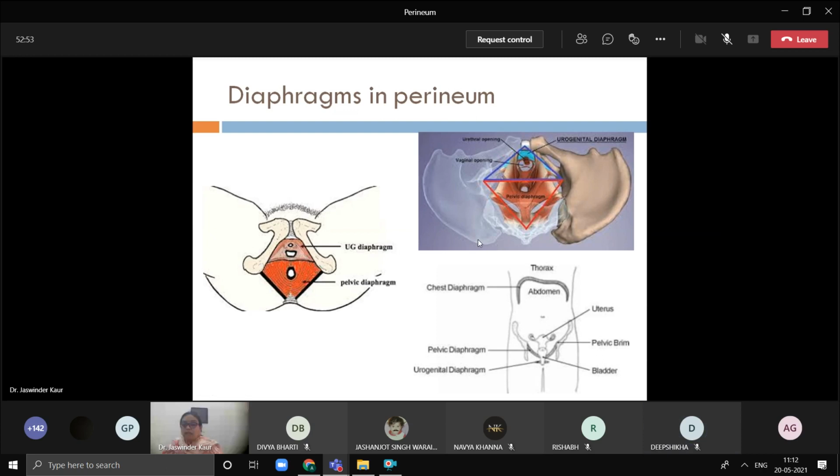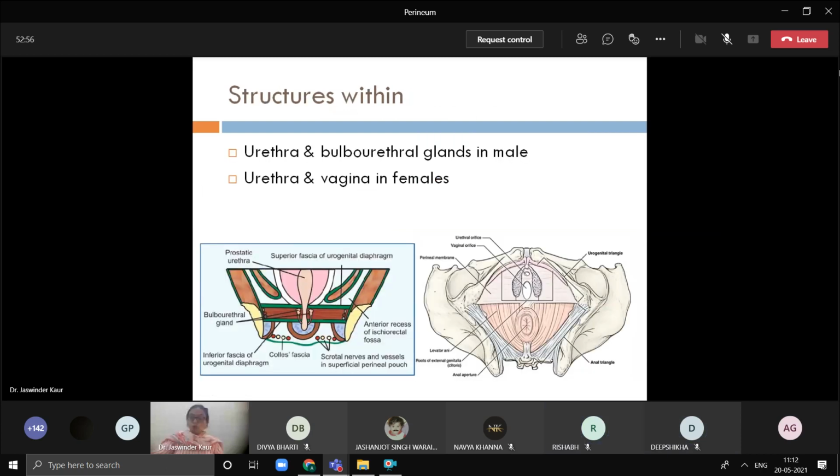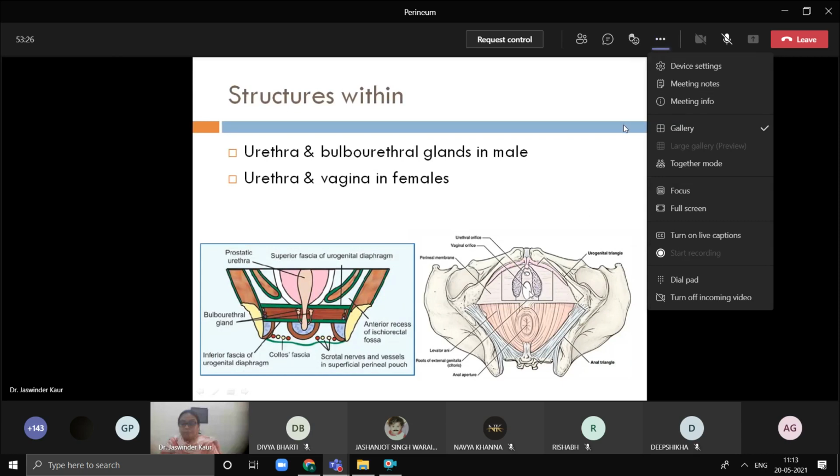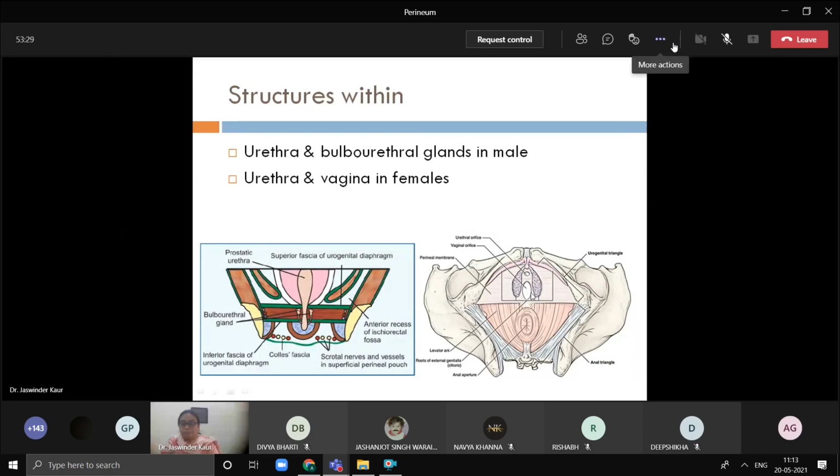Yes, ma'am. So next are the structures within the diaphragm. What are the structures present within the diaphragm? In males, in the urogenital diaphragm is present the urethra and the bulbourethral glands. In females, it is the urethra and the vagina. This whole is the urogenital diaphragm. So in female, it is the urethra and the vagina; in male, it is the urethra and the bulbourethral glands. These are the structures that are present within the urogenital diaphragm.